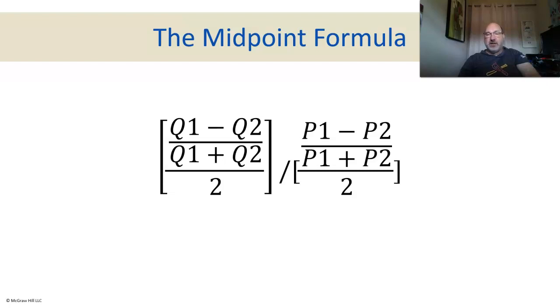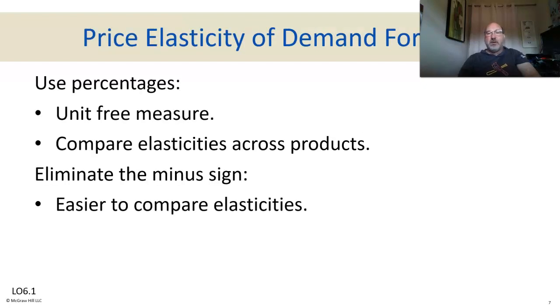Once again, Q1 minus Q2 divided by Q1 plus Q2 divided by 2, divided by P1 minus P2 divided by P1 plus P2 divided by 2. So remember to use percentages, unit-free measures, to compare elasticity. We're trying to compare elasticities across products. We're going to eliminate the minus sign at some point. So at some point in all of this, get rid of the minus sign.